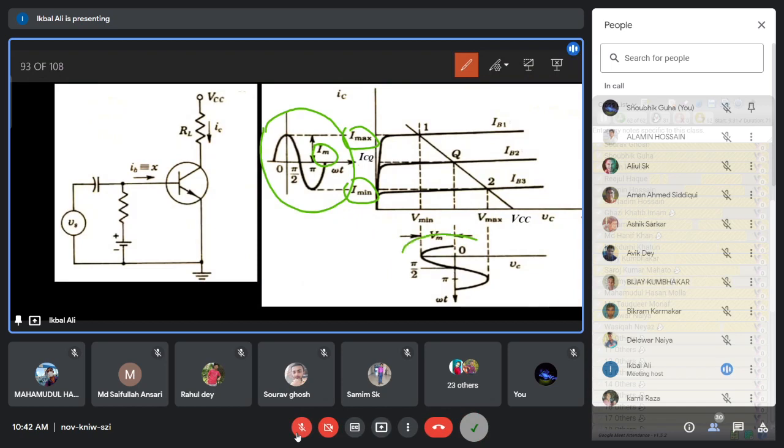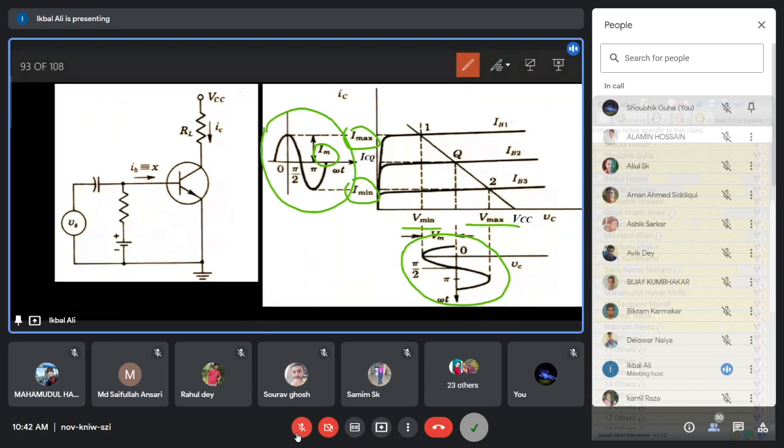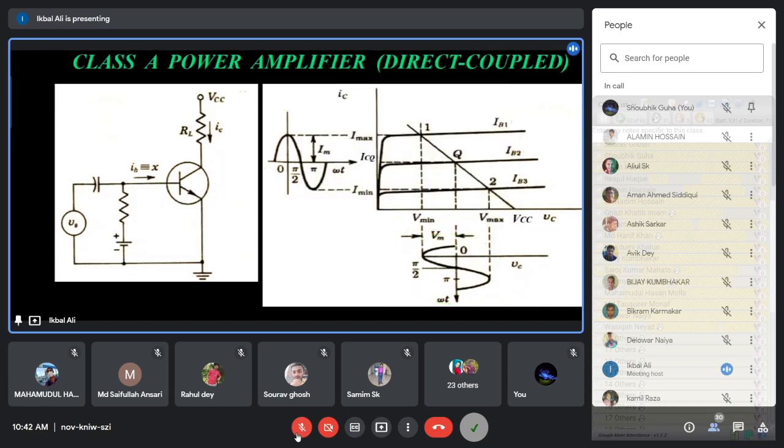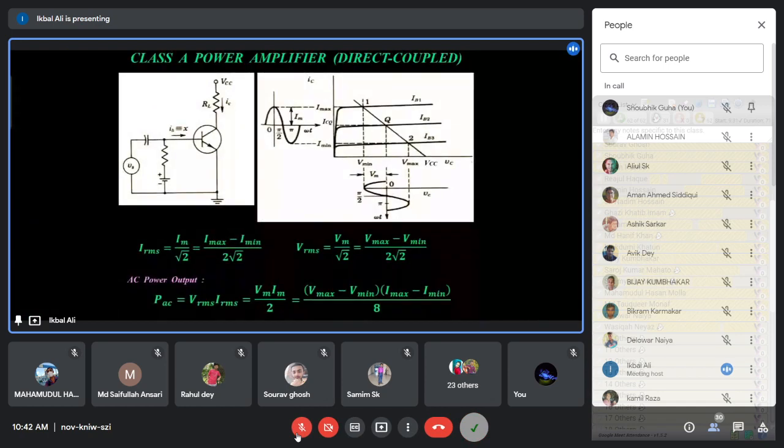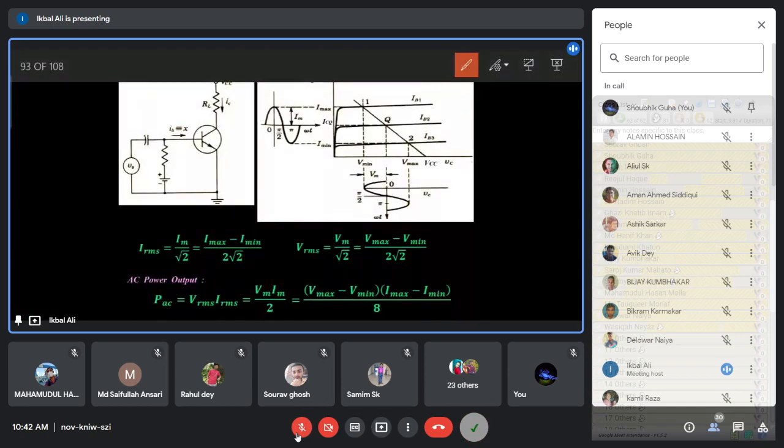Similarly, the collector emitter voltage, which is also AC, fluctuates between Vmin and Vmax. So what will be the amplitude? Vmax minus Vmin divided by 2. So these are the amplitudes of the AC current and voltage across the transistor. So you just quickly see that this is the IRMS.